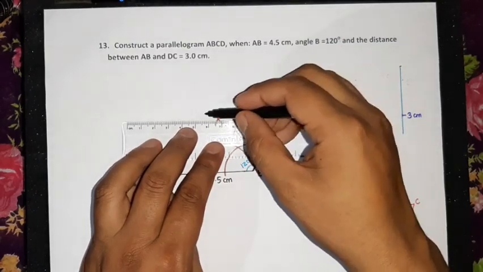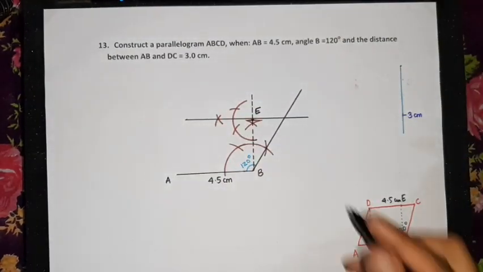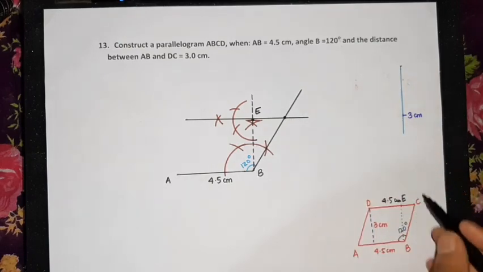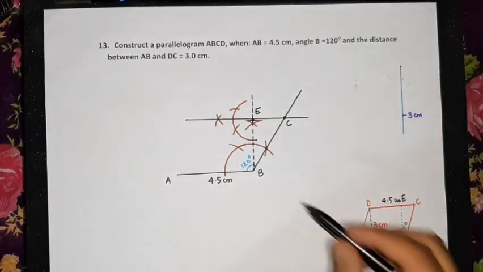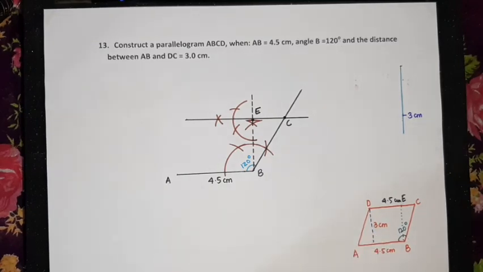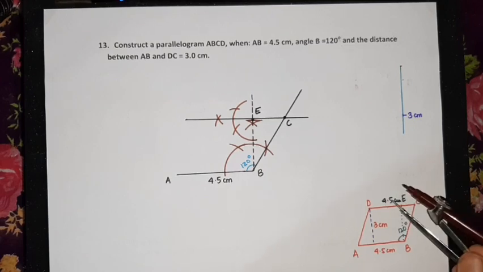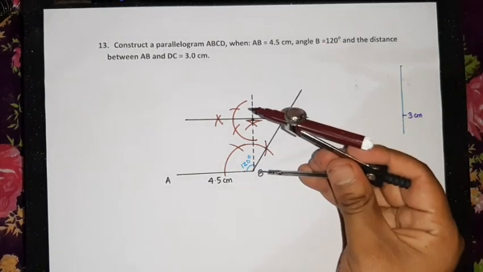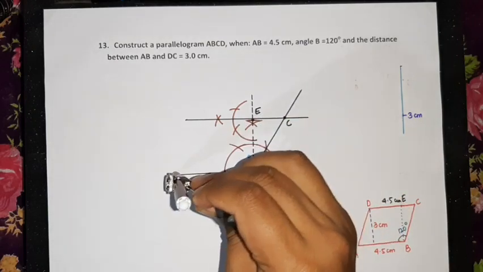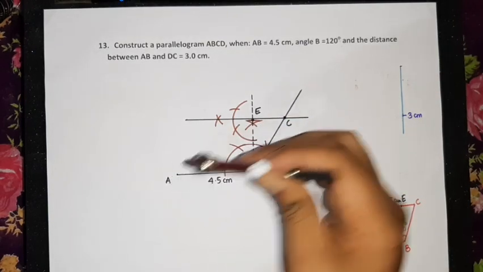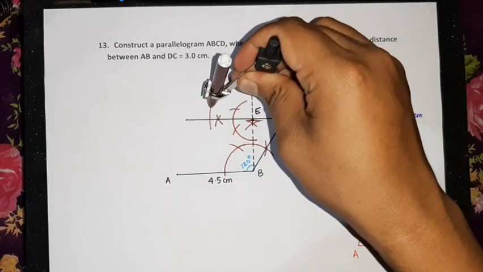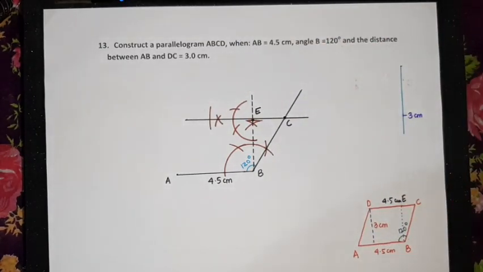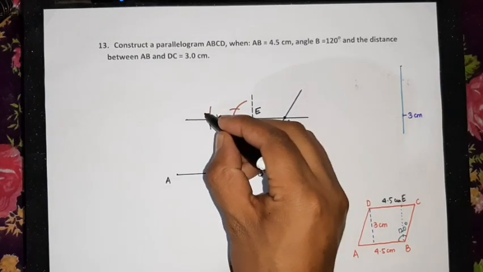So wherever it gets intersected, that point is going to be my point C. Okay, and BE is how much? BE is equals to 3 centimeter, and we know that this CD is going to be how much? 4.5. So from C I have to take a measurement of 4.5. So let me take a measurement of 4.5 centimeter. So I have taken 4.5 centimeter, and from C will cut this. Okay, so the point of intersection will be my point D.